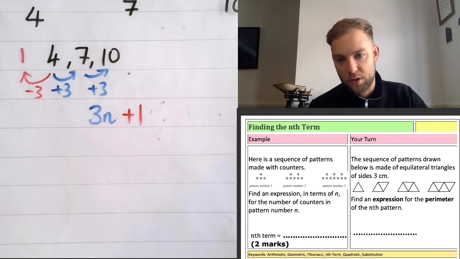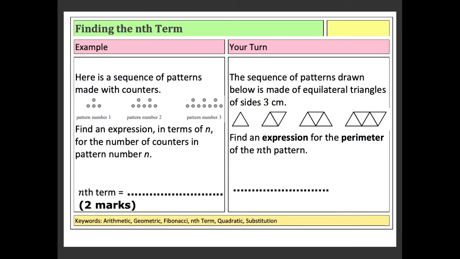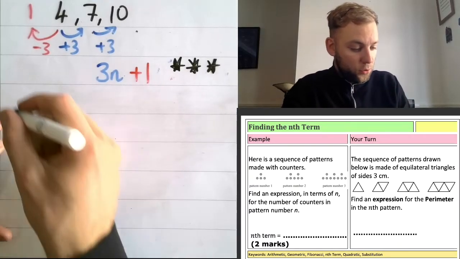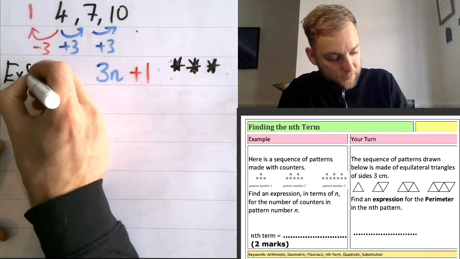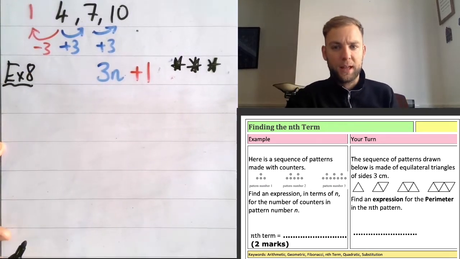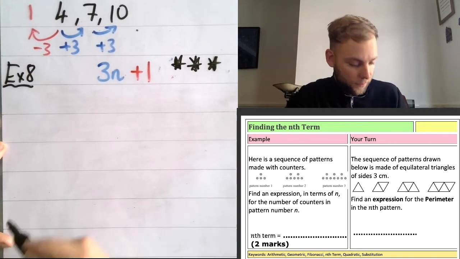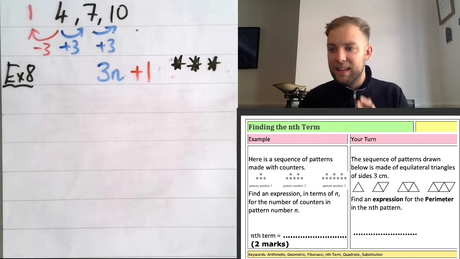So have a go at that one on the right. It is a little bit trickier here because it says find an expression for the perimeter of the nth term. So you've got to know what that perimeter means. Okay, so let's have a little look at example 8. There's a few things going on with example 8. We've just got to be a little bit careful with this one. So it says find the expression for the perimeter of the nth term.